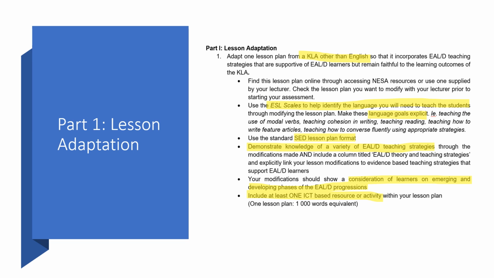Your modifications should show a consideration of learners on emerging and developing phases of the EALD progressions, and include at least one ICT-based resource or activity within your lesson plan. And it's about 1,000 words equivalent for this part.